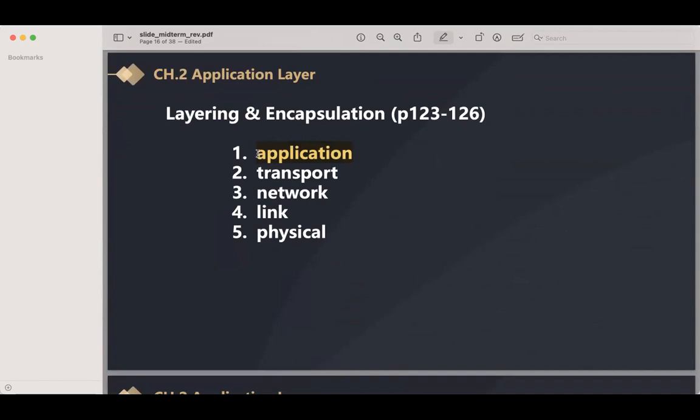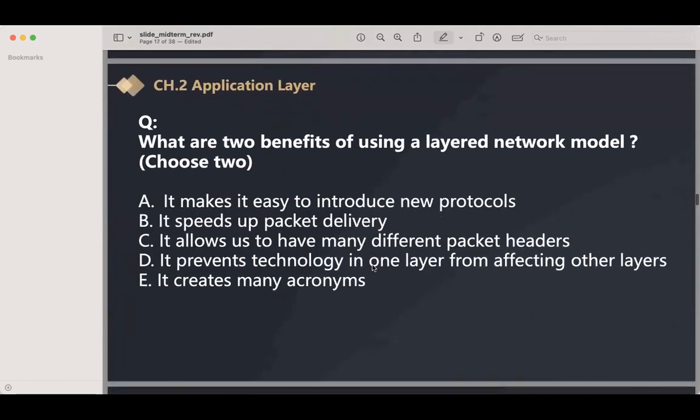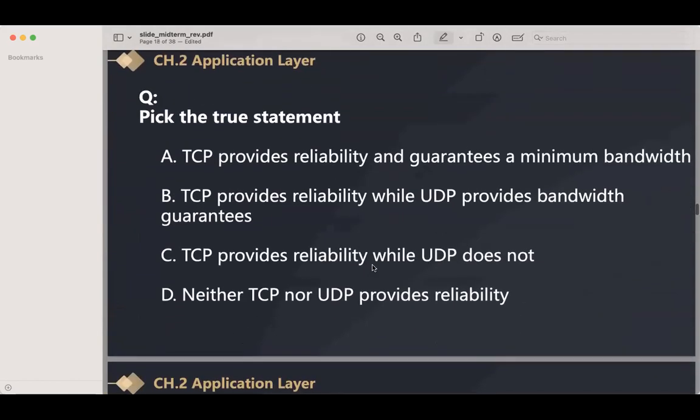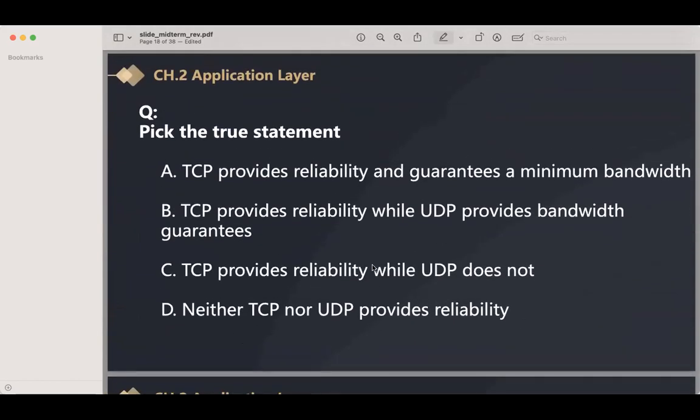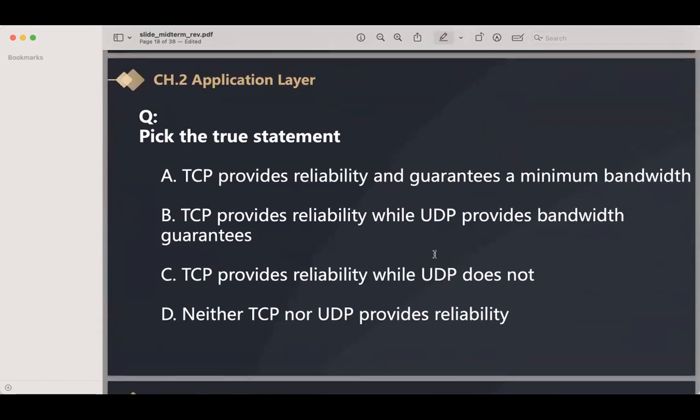We have already learned the application layer, and we are doing the transport layer, and we will learn the network layer and link layer in the future. Don't worry about this one, too easy. Okay, so this one is the difference between TCP and UDP. What is the answer for this part?